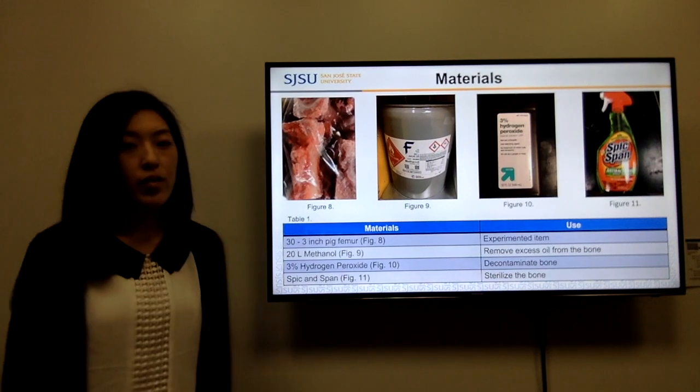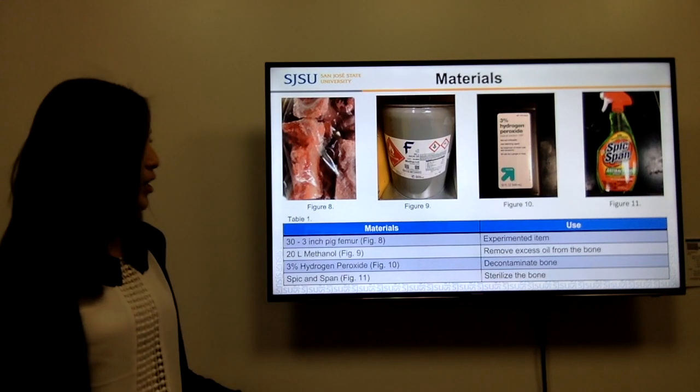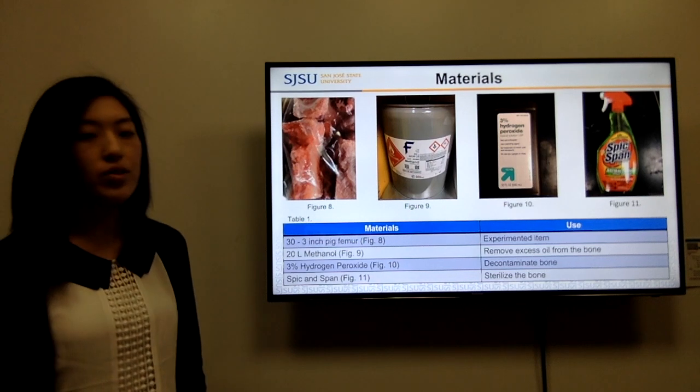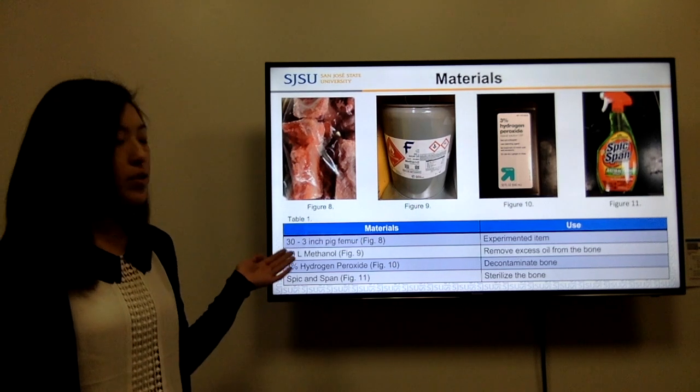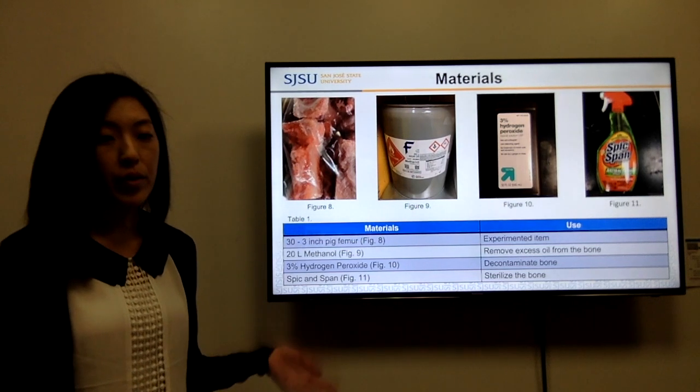For materials, we're going to go left to right and I'm explaining which material and what it's used for. So we're going to start with the pig bones. This is our experimental items. They're about 3 inches long.